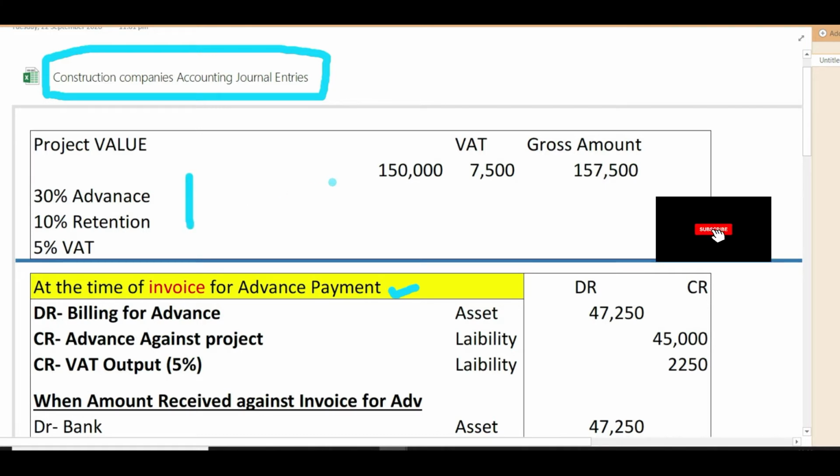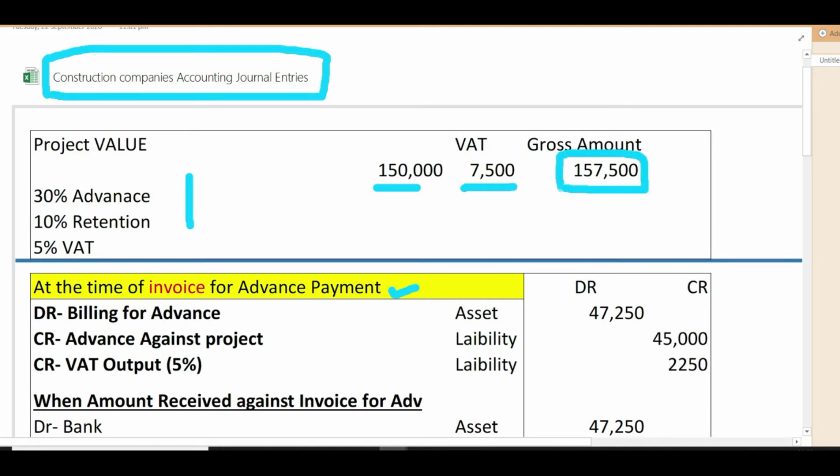So let's start. Suppose we have a project that has a value of 150,000, VAT is 5%, that will be 7,500. So the gross amount of the project would be 157,500. The project is in such a way that 30% is advance, 10% will be the retention amount, and 5% is VAT, as we all know.